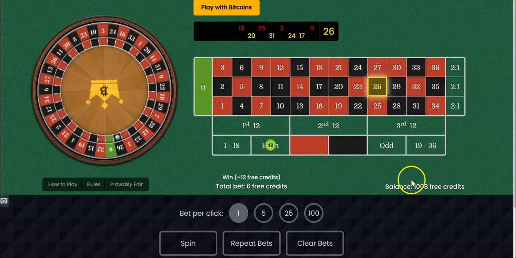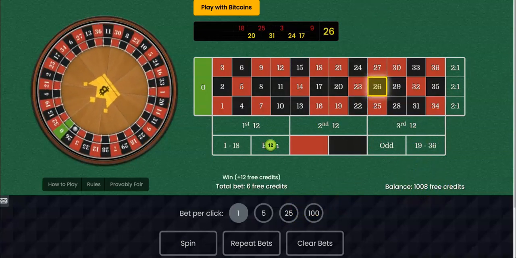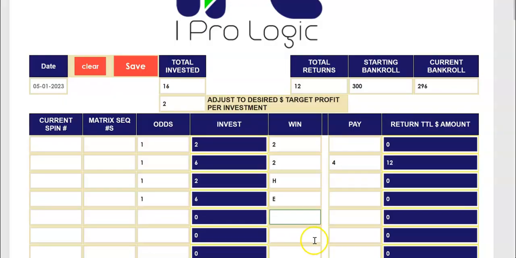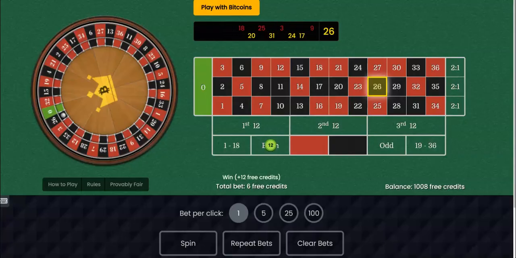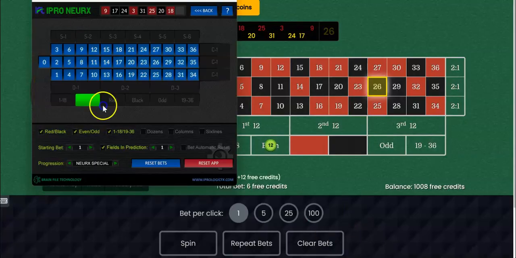There you go. Look at your profit, 8. So you put in 4. Look at this. 308. So this becomes a win. This becomes a win. See? Win. Win. Win. Win. Okay. Now let's put it in because we want to get to our 10 units and get out.